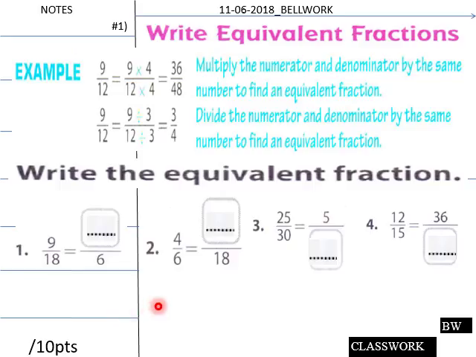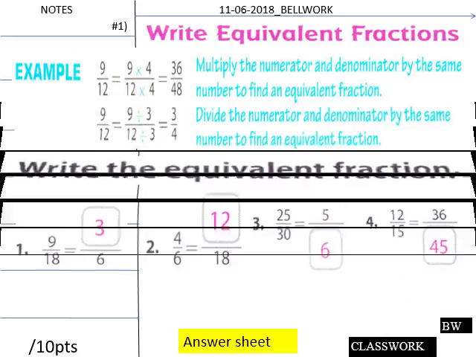Give your students about 3-4 minutes, then do a reveal here. This is 3/6. We simplified that. We didn't simplify this. We multiplied both by what? 3. Then here we have 5. What did we do to 25? We divided by 5. Then here we went from 12 to 36. What did we multiply by? 3. So what would the denominator be here? 45.